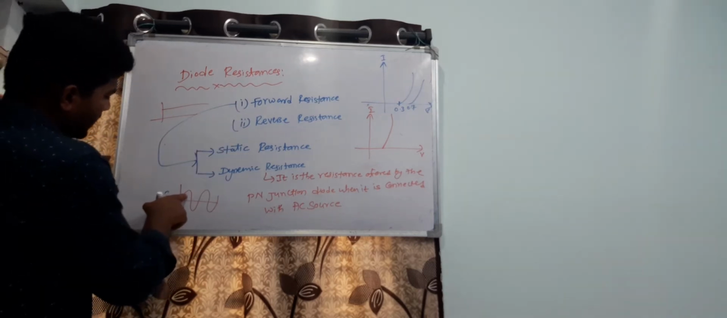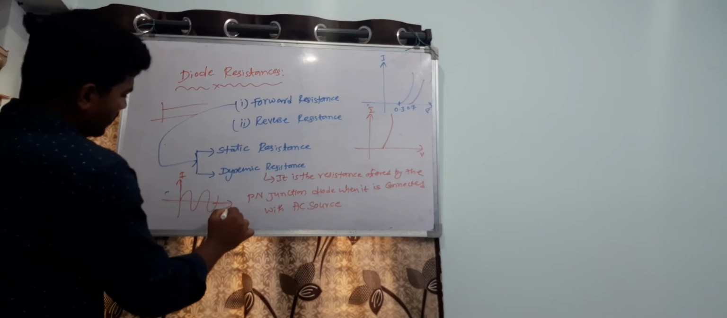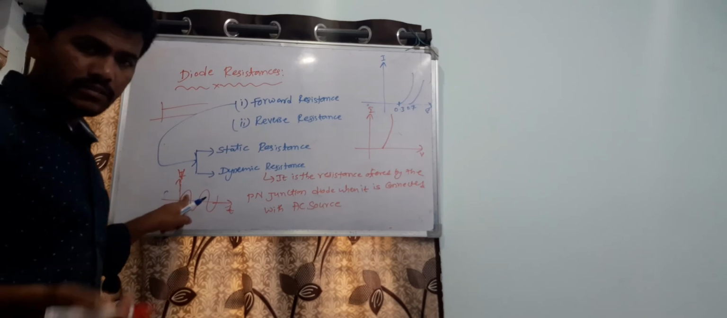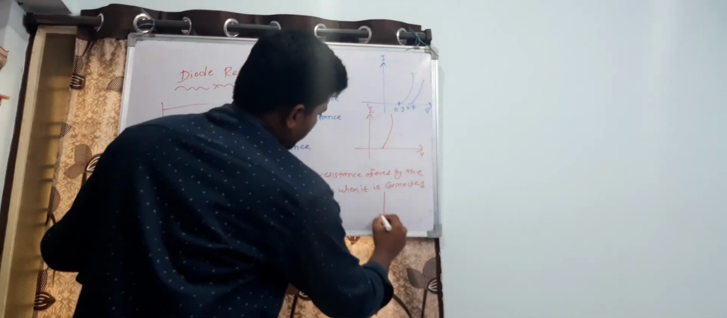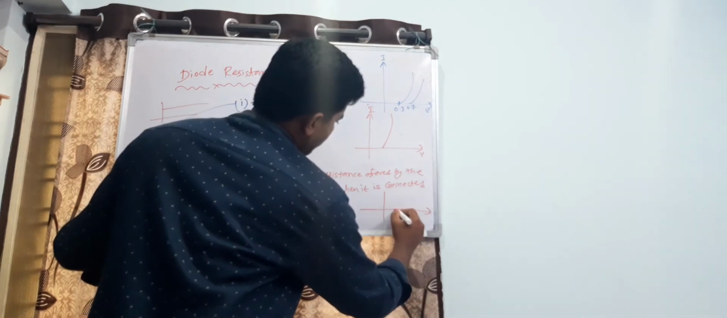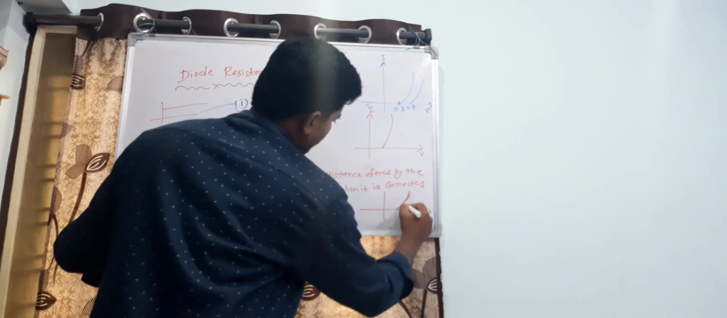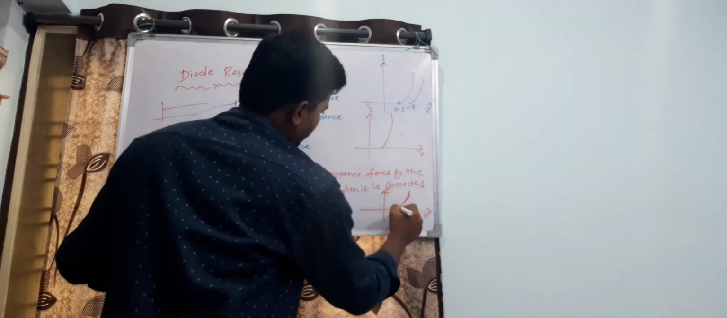That's why some variations may be there in the amplitude. This is the time axis and this is the voltage axis. Due to these variations in the time axis, this is due to variations in the amplitude. What happens is the current may increase or decrease. It will change somewhat like this. So this is nothing but V and this is nothing but I.